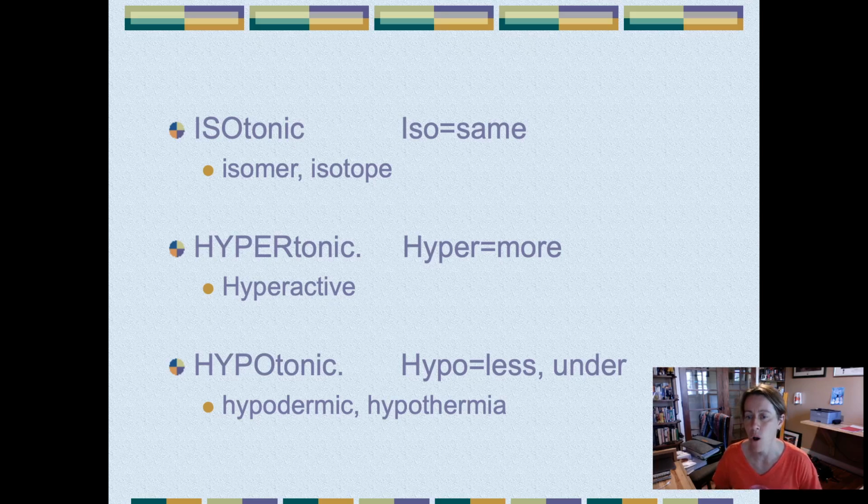So hypoallergenic means less allergy causing. Hypothermia means your temperature is under, it's less than what it should be. Or even hypodermic needles, they go under the skin, under the dermis, hypodermic. So these words should be kind of rememberable if you remember the patterns here. Iso, hyper, and hypo.